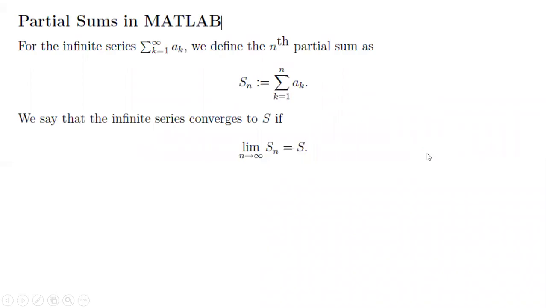So for the partial sum in Matlab, for an infinite series of the form the sum of a sub k, where k runs from 1 to infinity, we define the n-th partial sum in this form. We say that the infinite series converges to S if the limit of S sub n as n approaches infinity is equal to S.